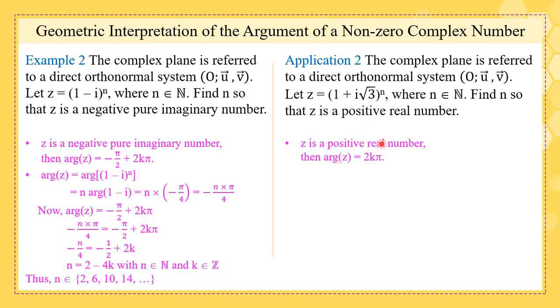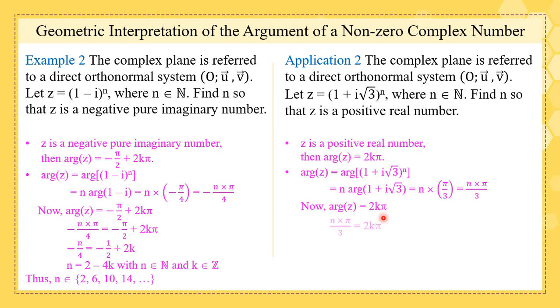Well, z is a positive real number, so its argument is 2k pi. We try to find the argument of z, applying the properties. This is what we get. Remember, the argument of 1 plus i radical 3 is pi over 3 using the calculator. Now we get this quantity is 2k pi. Simplifying pi from here, pi from there, we get n equals 6k.